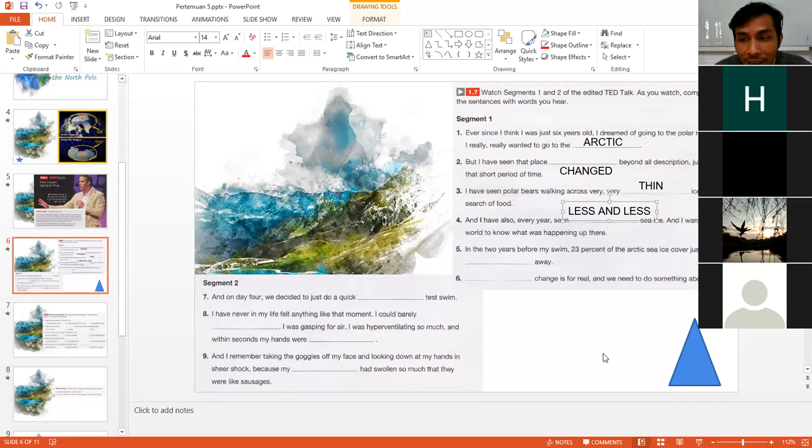Number 5. Meat or mat? Kita dengar lagi nih. I have swum in front of glaciers which have retreated so much, and I have also every year seen less and less sea ice. And I wanted the world to know what was happening up there. In the 2 years before my swim, 23% of the Arctic sea ice cover just melted away. Melted. Can you guess? Can you spell melted?